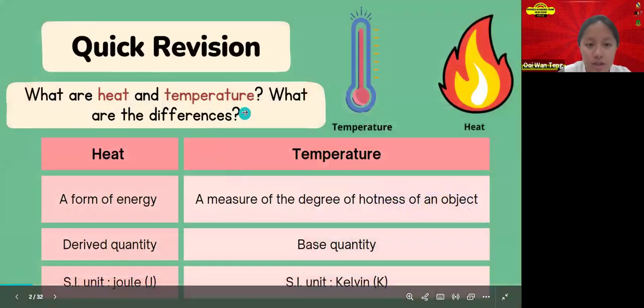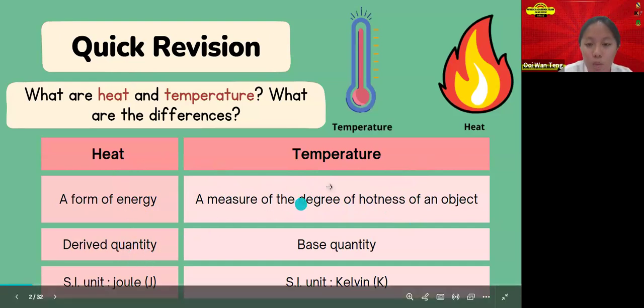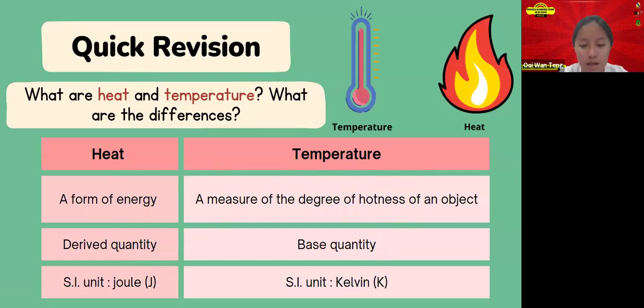What are heat and temperature, and what are their differences? As you can see in the table here, heat is a form of energy, for example, from heat sources like fire, and temperature is a measure of the degree of hotness of an object. For example, you can know the temperature of a liquid or an object by using a thermometer. Heat is a derived quantity, while temperature is a base quantity. In case you have forgotten, derived quantity and base quantity are both physical quantities.